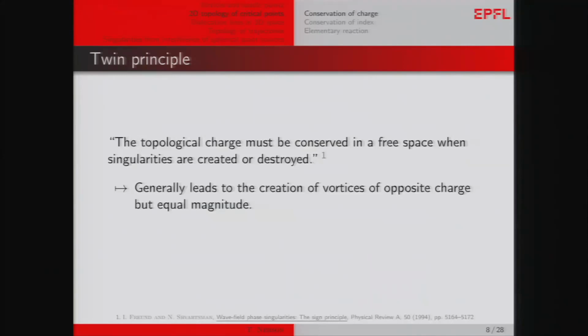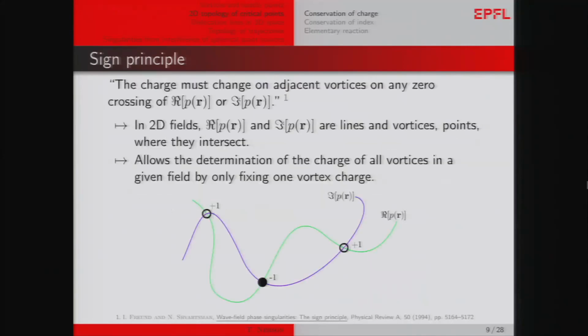This is all in 2 dimensions. Then we have the sign principle, again, meaning the conservation of the charge. And it is a bit trickier since it states that the charge must be conserved in any adjacent vortices of the zeros of the real part or imaginary part of the pressure.